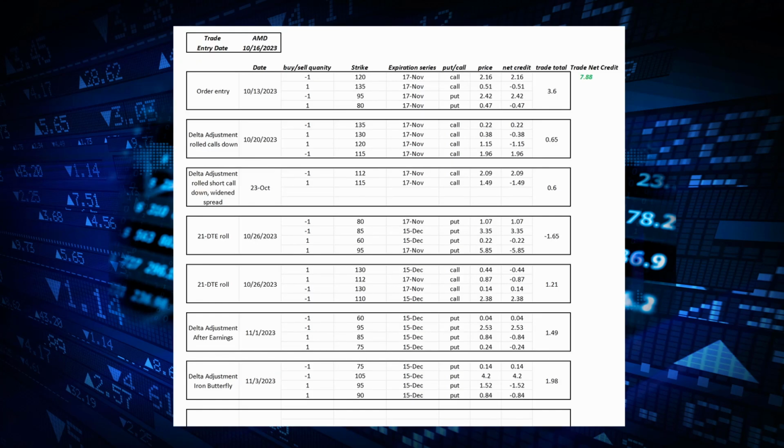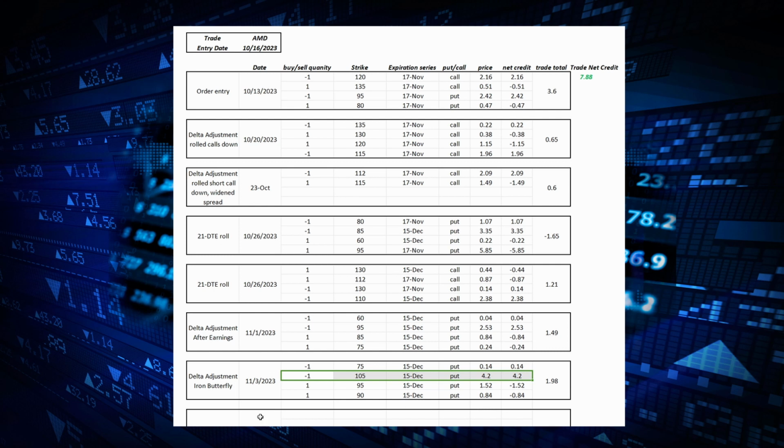For the AMD trade, we had to make some adjustments this week. On the 1st of November, we ended up having to do a delta adjustment, rolling up the puts. To do that, we were able to collect $1.49. And then since this stock kept on rallying, we had to do another delta adjustment, rolling the puts up again. Now we're short the 105 put.